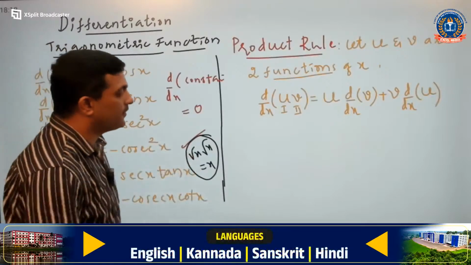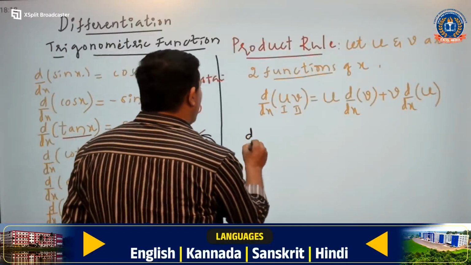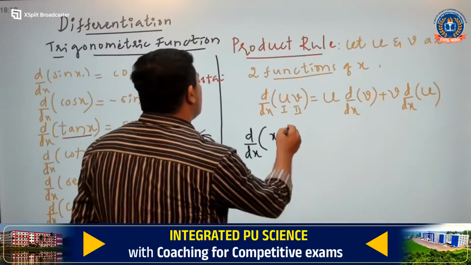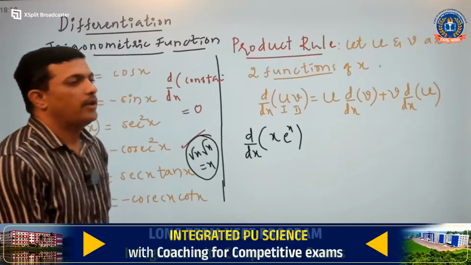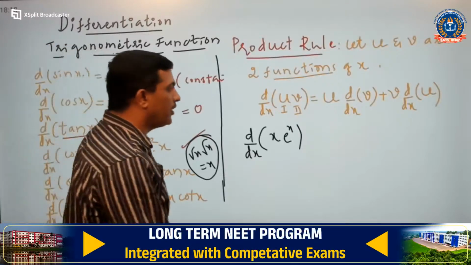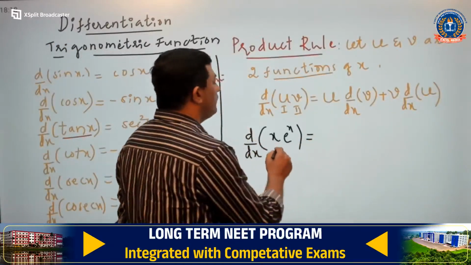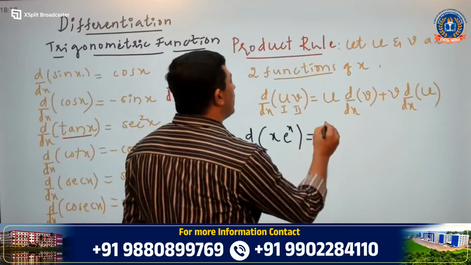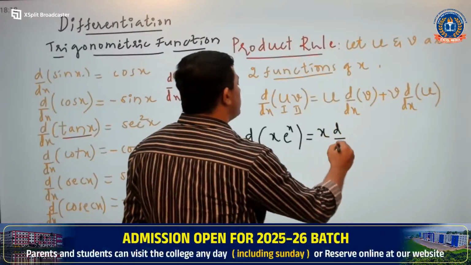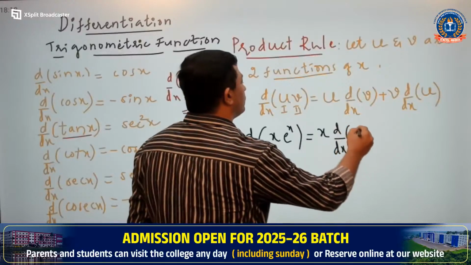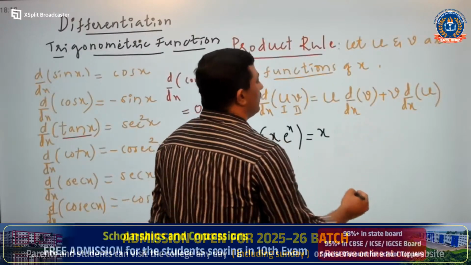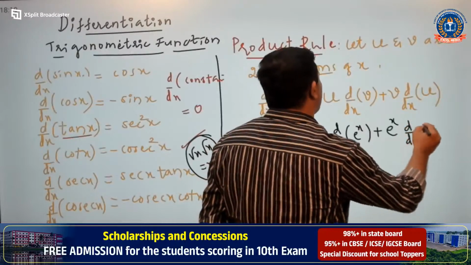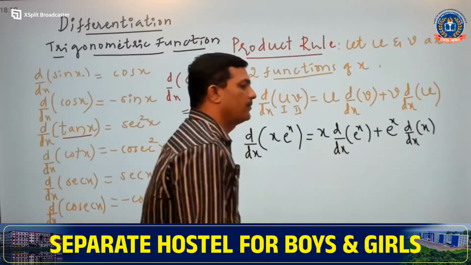Okay, let's take a small example here. A derivative of x into e raised to x. Let's solve this problem. x into e raised to x, what happens? x is the first function, e raised to x is the second function. So keep the first function as it is, derivative of e raised to x, plus keep the second function as it is, first function derivative. That you need to write like this.